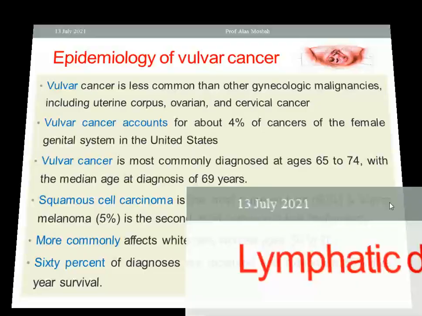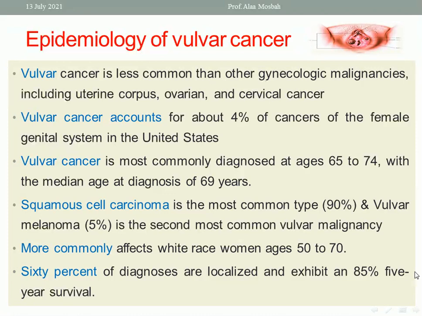What is the epidemiology of vulval cancer? Vulval cancer accounts for about 4% of cancers of the female genital system in the United States. So it is less common than other gynecologic malignancies, which include uterine, ovarian and cervical cancer. Vulval cancer is most commonly diagnosed at ages 65 to 74. The median age is around 69 years, and squamous cell carcinoma is the most common type, 90%. Melanoma constitutes 5% and is considered the second most common vulval malignancy.